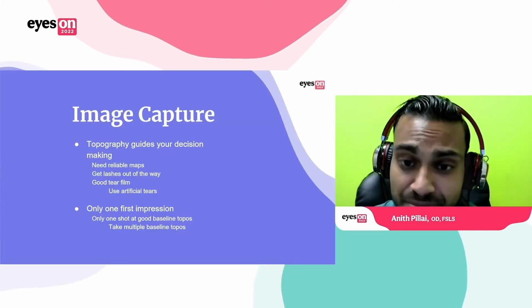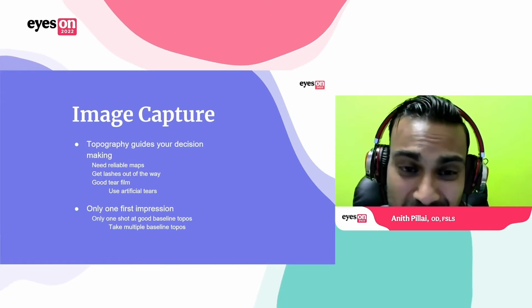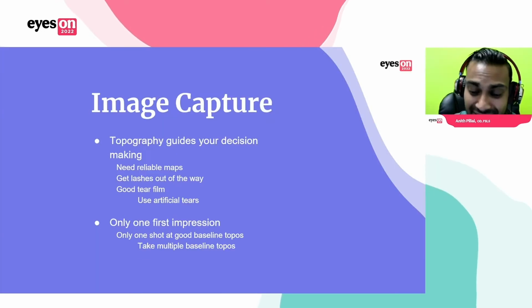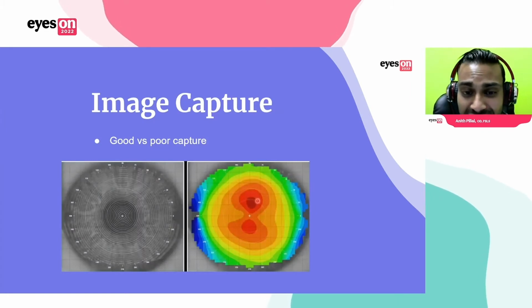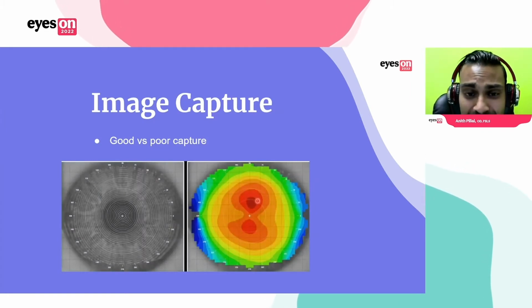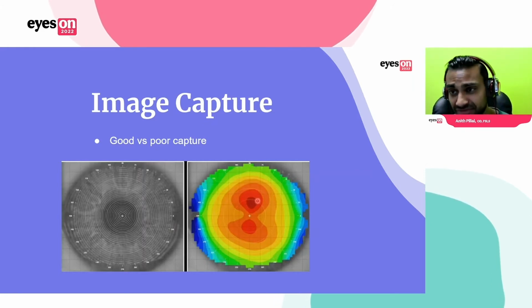Topography, I mentioned, is really important. I think you definitely need it for Ortho-K. So you've got to get good images, and we're going to go over some good and bad images. At baseline, take images over and over. Even if you're having trouble with the kid, you get one shot at getting a baseline topography, so make sure it's a good one. Take 10, 12 images if you need to. That's commonplace for our practice.